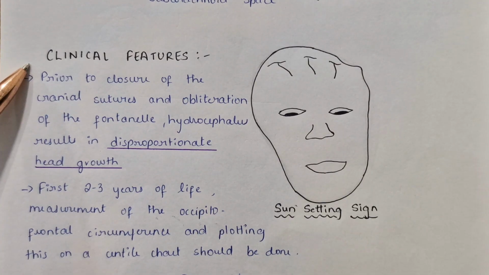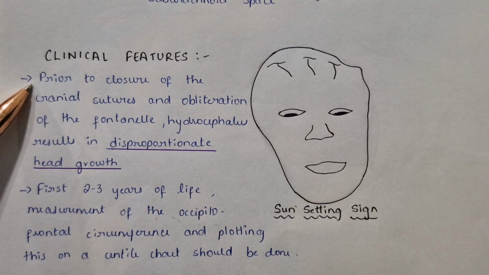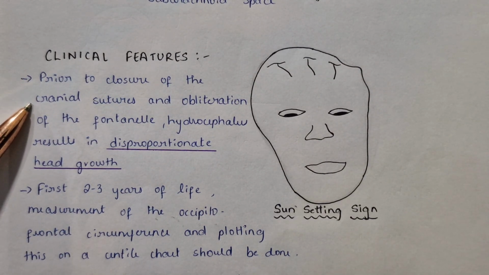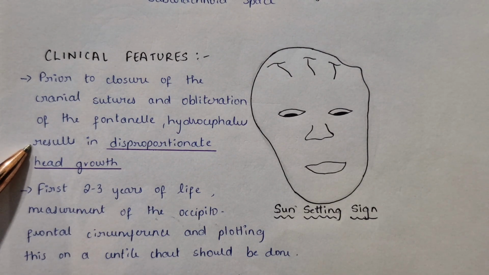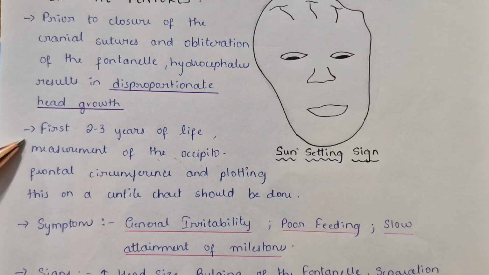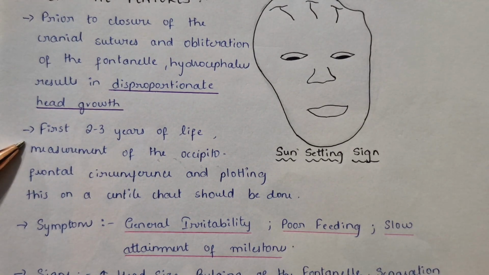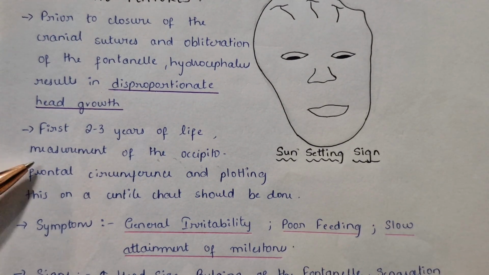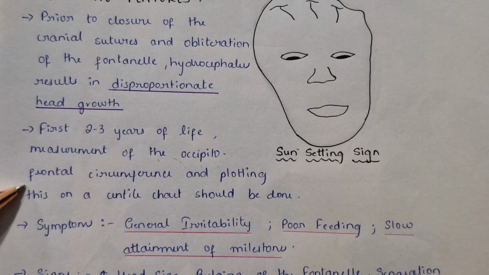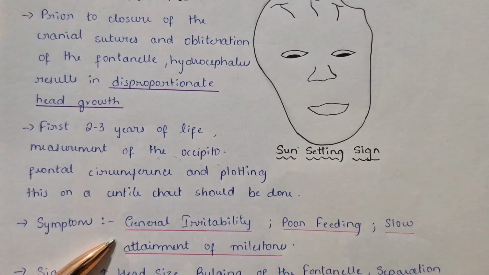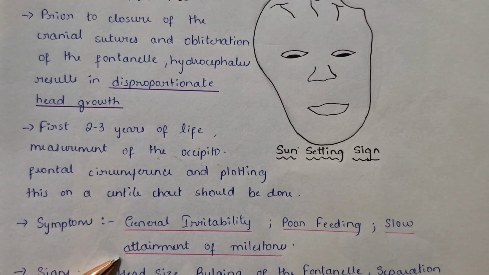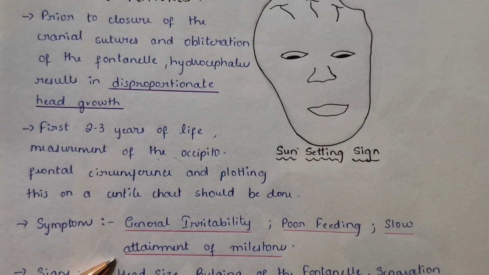Clinical features. Prior to closure of the cranial sutures and obliteration of the fontanelle, hydrocephalus results in disproportionate head growth. In the first 2 to 3 years of life, measurement of the occipitofrontal circumference and plotting this on a centile chart should be done. Symptoms include general irritability, poor feeding, slow attainment of milestones.